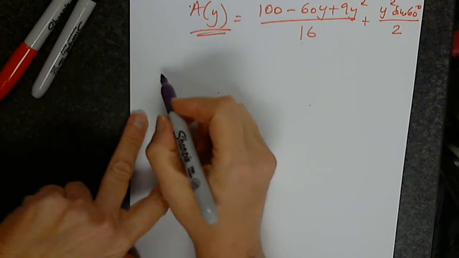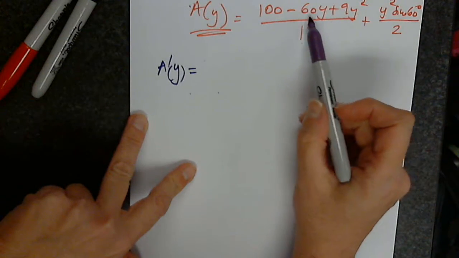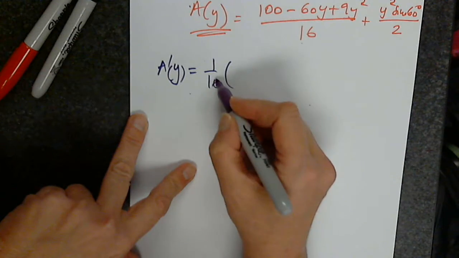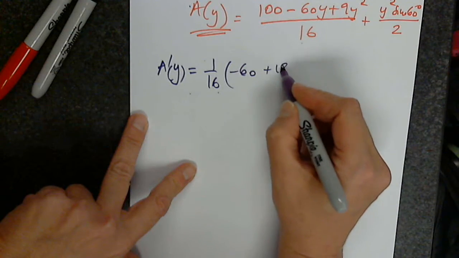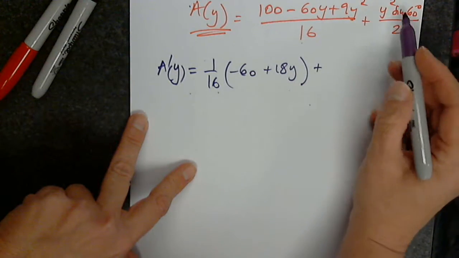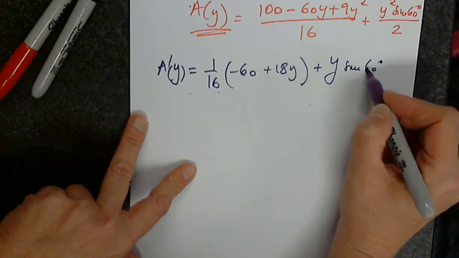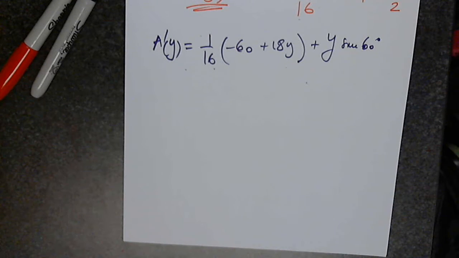Yes, please. So A prime will be A prime of y. 100, so I only differentiate the top because 1 over 16 stays in front. This prime is 0, this prime is negative 60, and this prime is 18y. Plus 2 with the 2 will go away, plus y sine 60. So this is our A prime. What do I do with it? Set it to be 0.